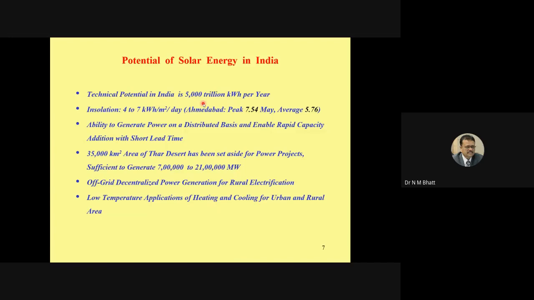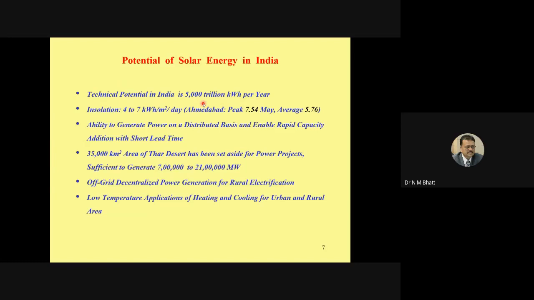These are certain numbers regarding the insolation across India at various locations where there is a technical potential. The solar insolation is in the range of 4 to 7 kilowatt hour per meter square per day. In Ahmedabad, the peak value is 7.54 and the average value is 5.76 kilowatt hour per meter square per day.